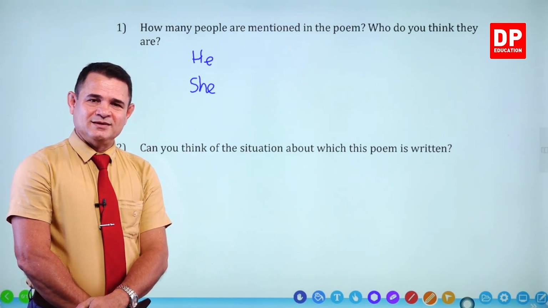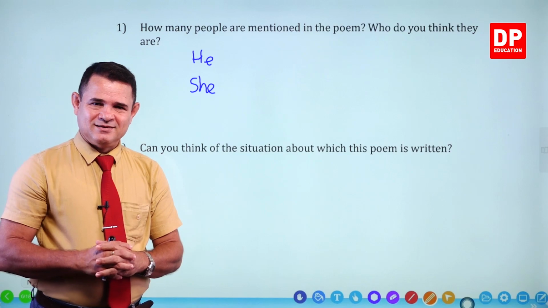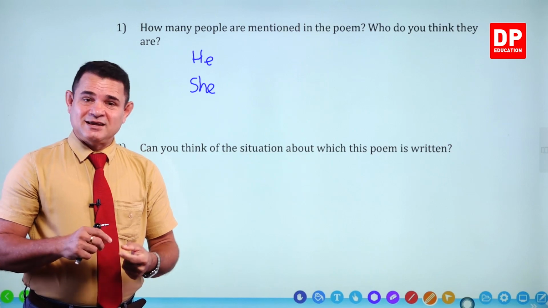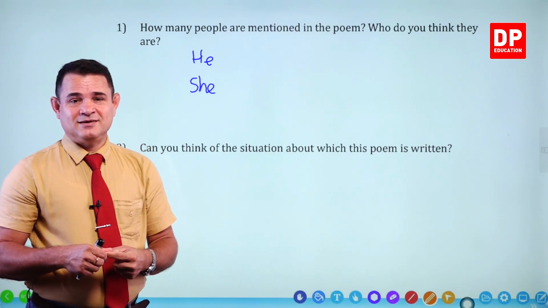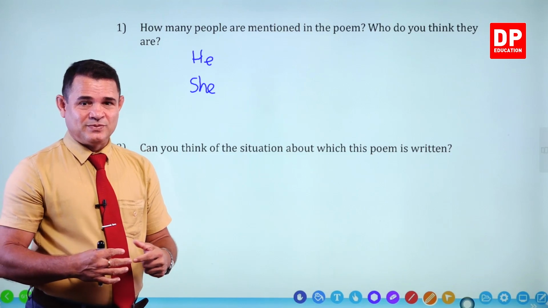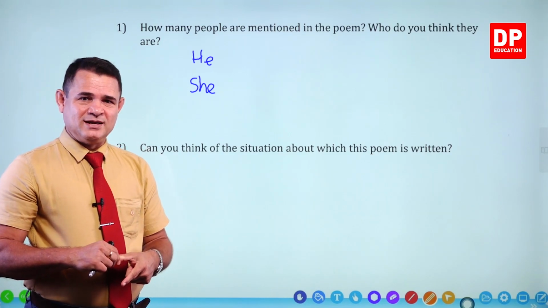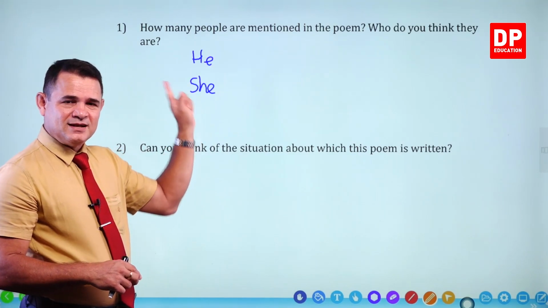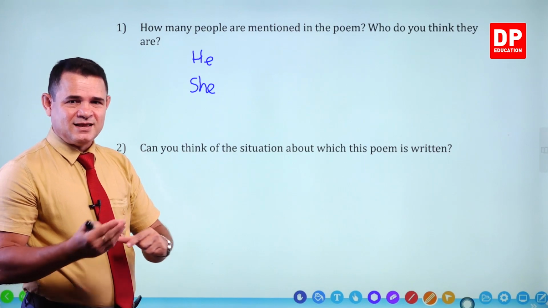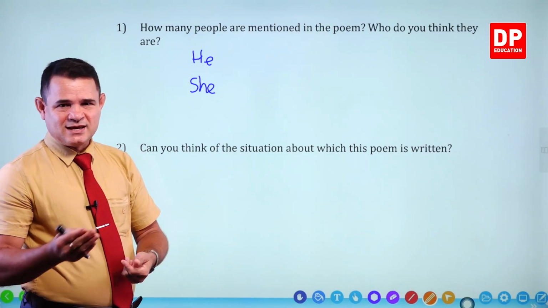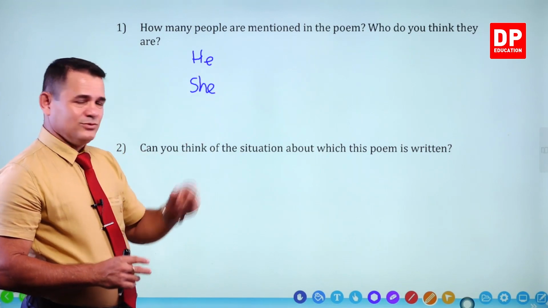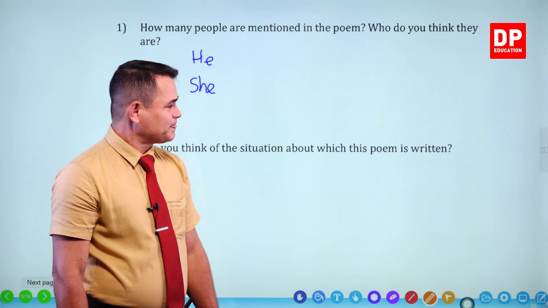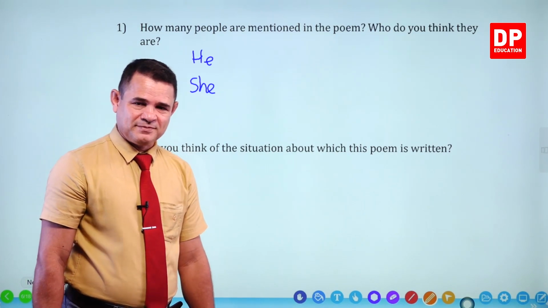As you feel, it can be brother and sister. It can be the boyfriend and girlfriend. It can be any other two. But he and she, a boy and a girl. Two, right? And can you think of the situation about which this poem is written?